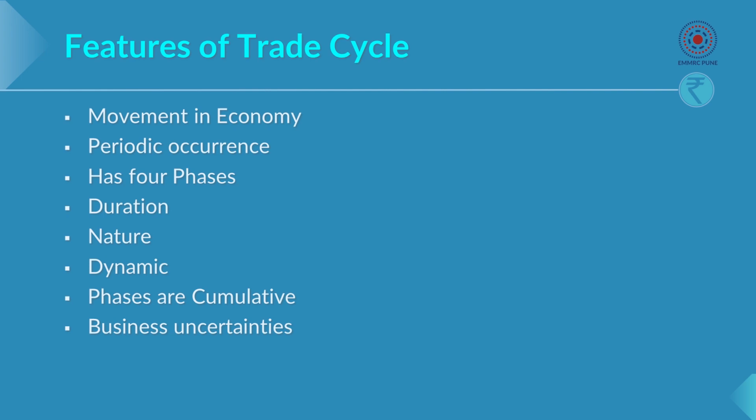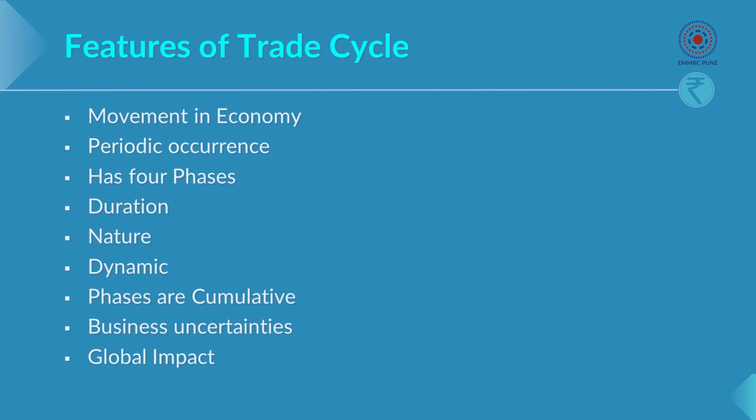Next is business uncertainties. There is uncertainty in the economy, especially for the businessmen, as profits fluctuate more than any other type of income. Next is global impact. Trade cycles have a global impact. An economic fluctuation occurring in one nation affects the entire global economy. No one can forget the adverse effect of Great Depression of 1930s, a situation that occurred in America and the world economy.